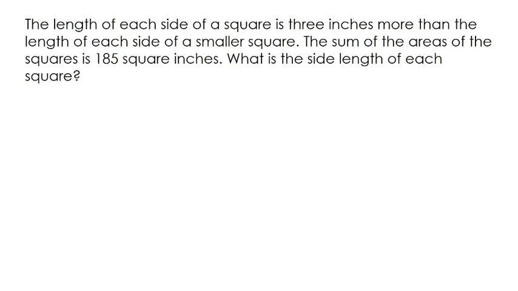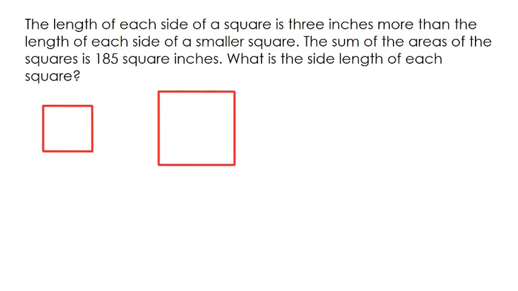Anytime I have a geometry problem like this being described, I like to draw everything and label it. So let's say I've got a small square, and let's say I've got a slightly larger square. It is a square, so let's define the small square's side length as x. But then it says that the larger square has side lengths that are 3 inches more than the lengths of the smaller square. So if this smaller square had lengths of x, that means this larger square has a length of x plus 3.